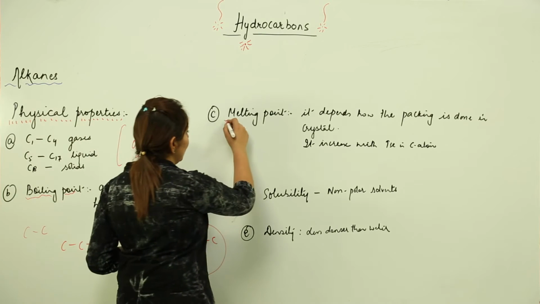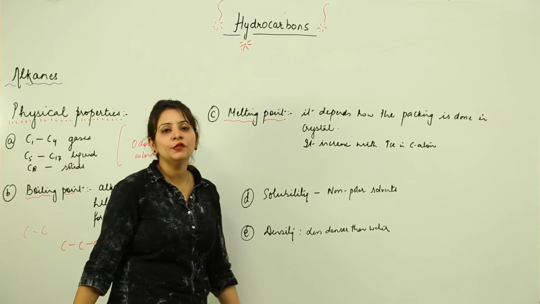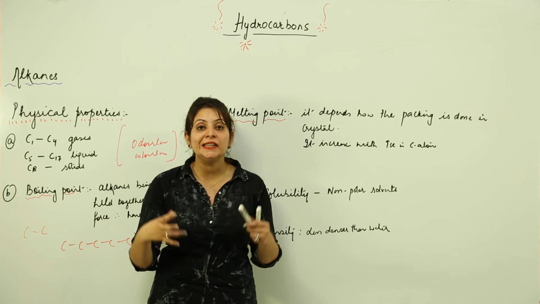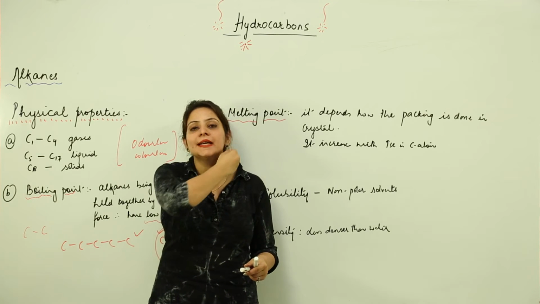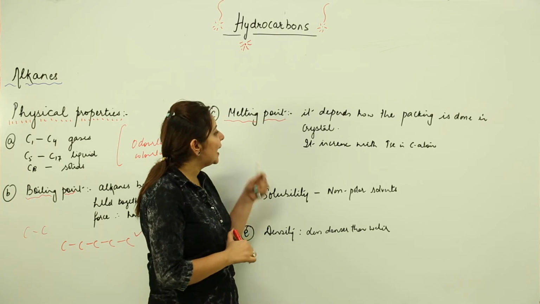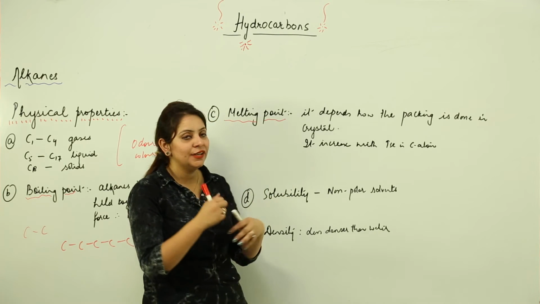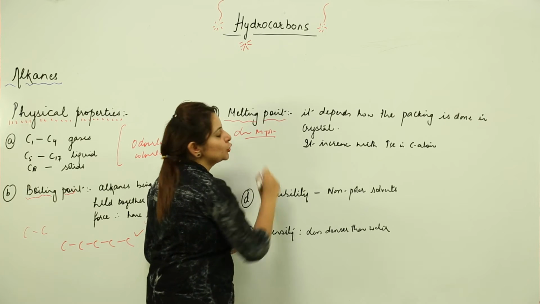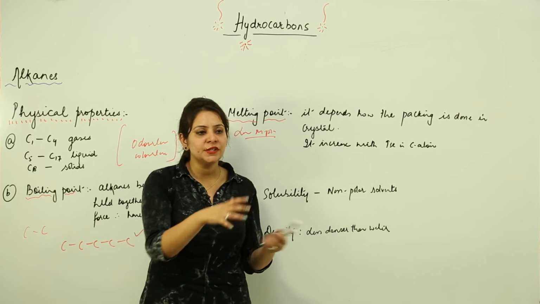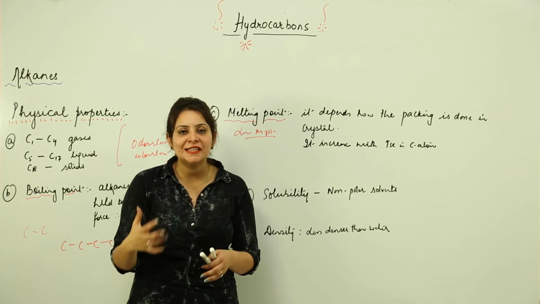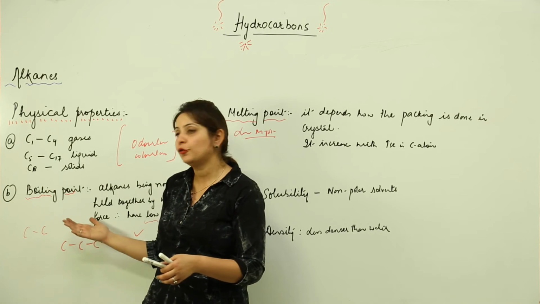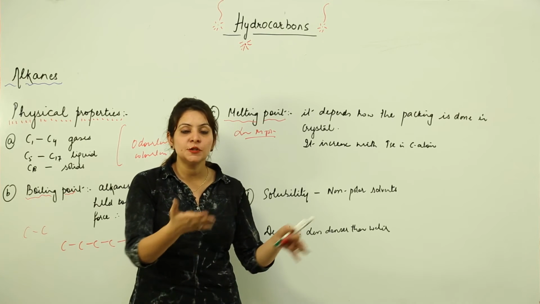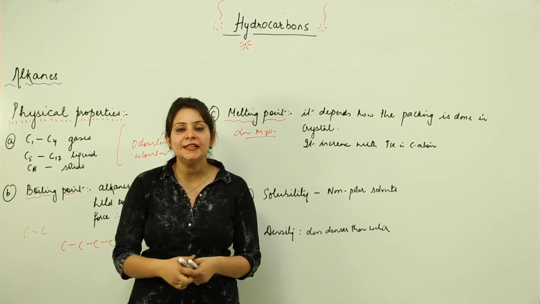Third is the melting point. Whenever we talk of the melting point, we need to consider how strongly the molecules are packed in the lattice. Generally we can say they have a low melting point, meaning the packing is not too strong. But as we move from C1 onwards, the melting point rises, for the same reason, because the van der Waals force increases.